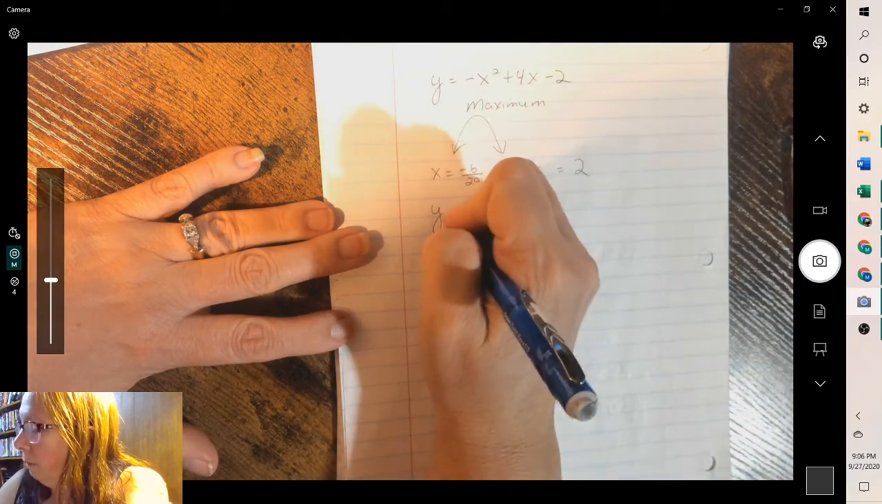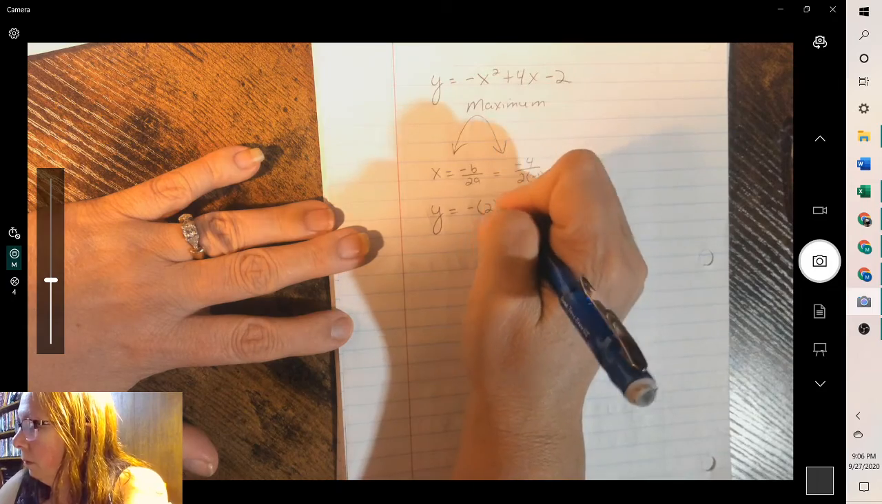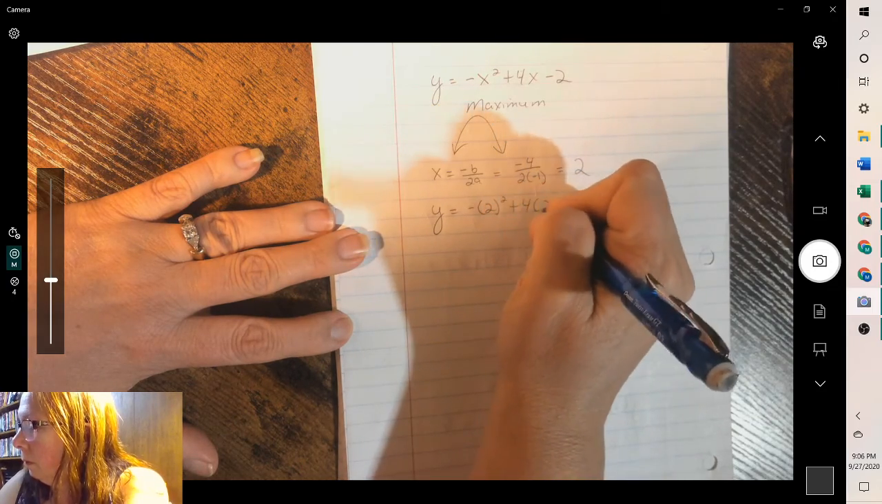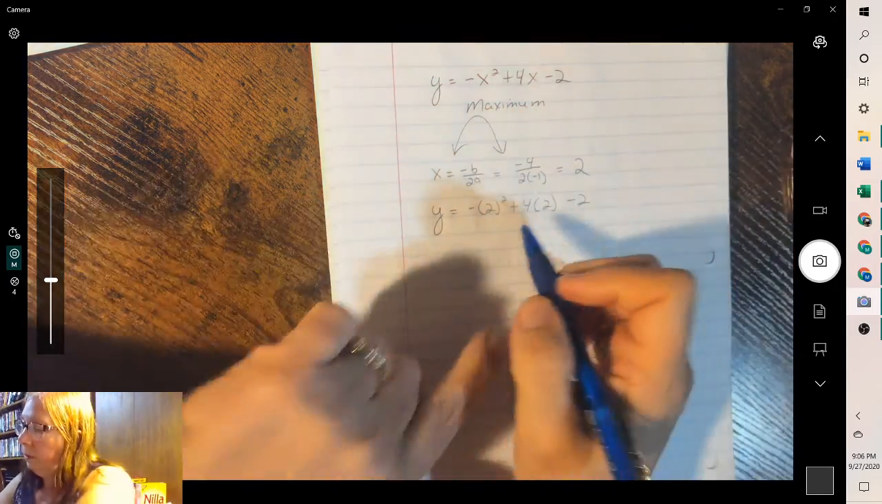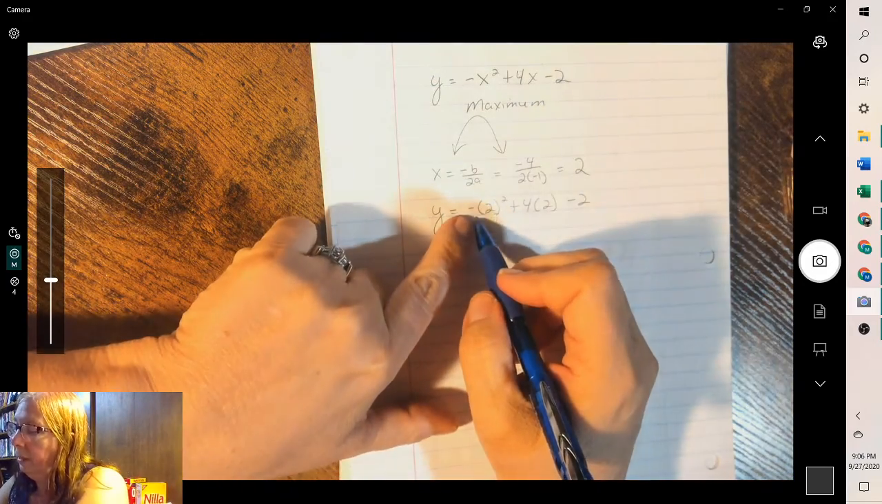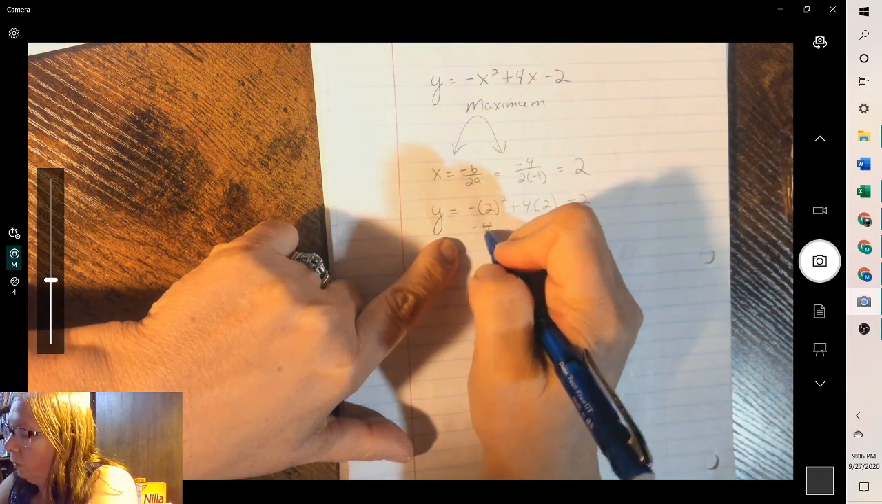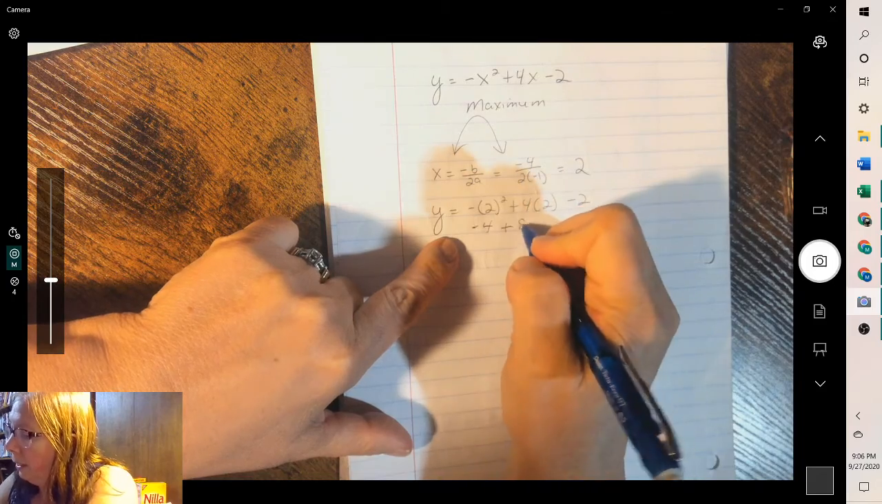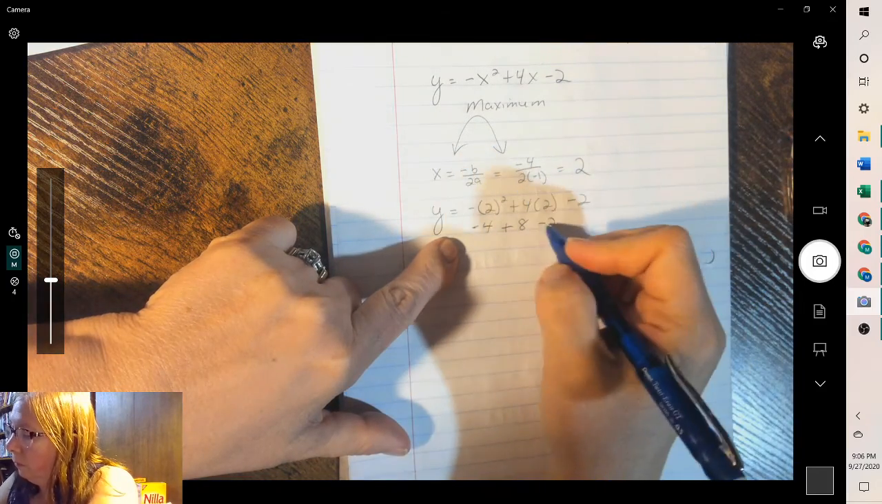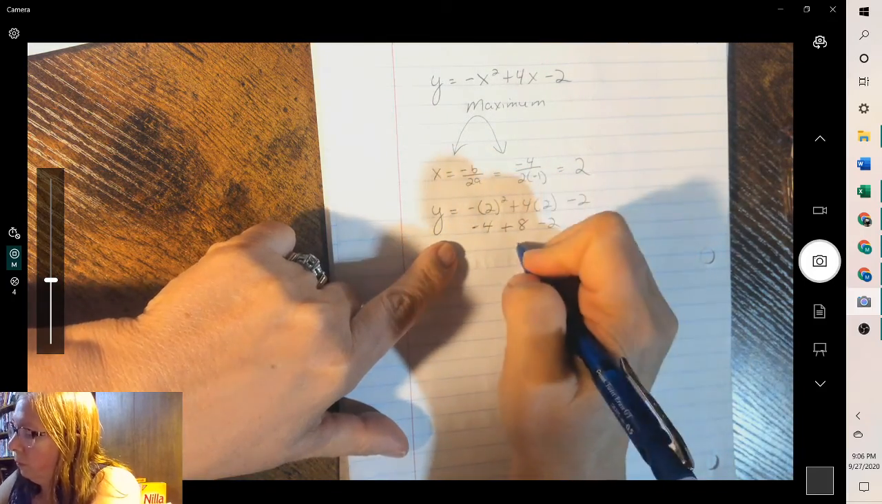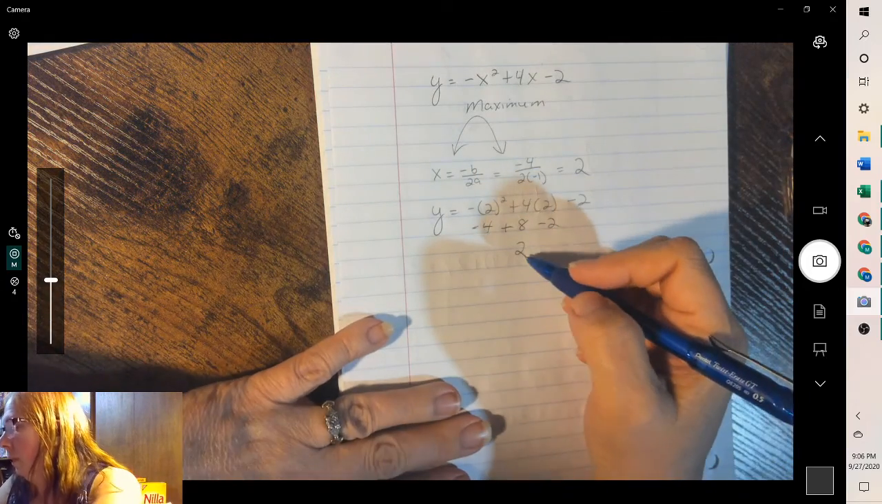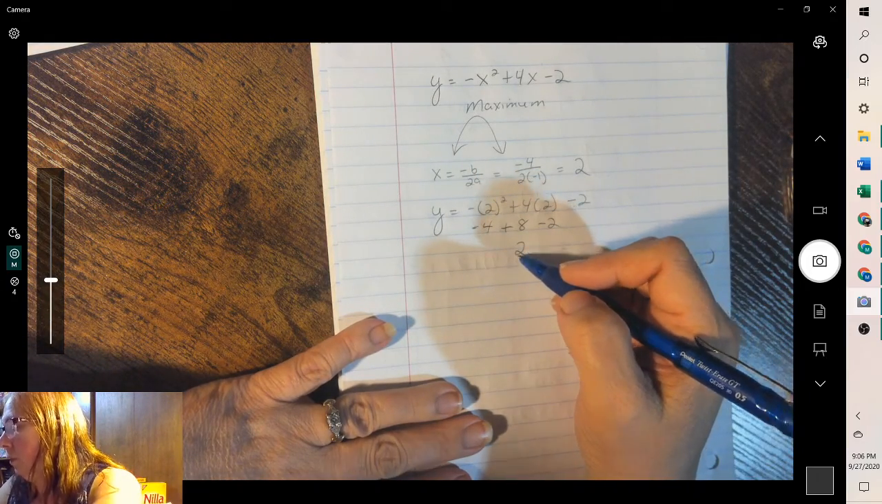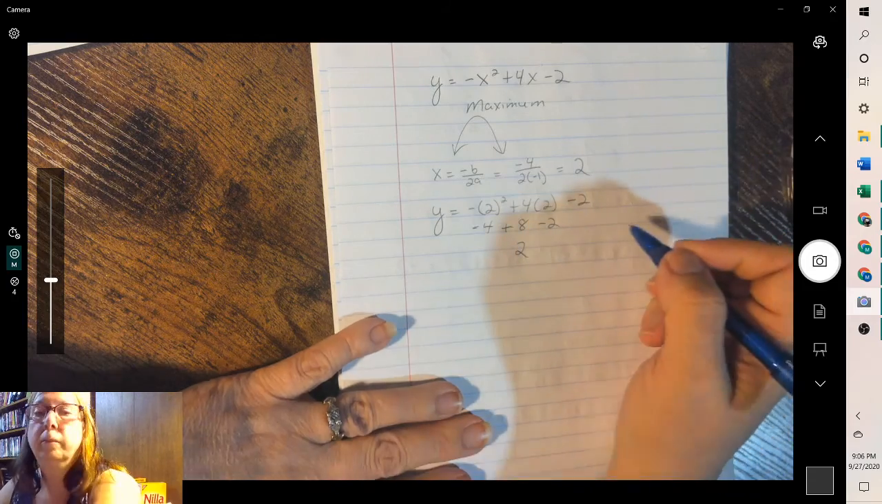But when we plug that value in, the only thing being squared is the 2, not the negative. So this leaves a negative 4 plus 8 minus 2, which leaves us a positive 2. So we have a maximum of 2 at x equals 2.